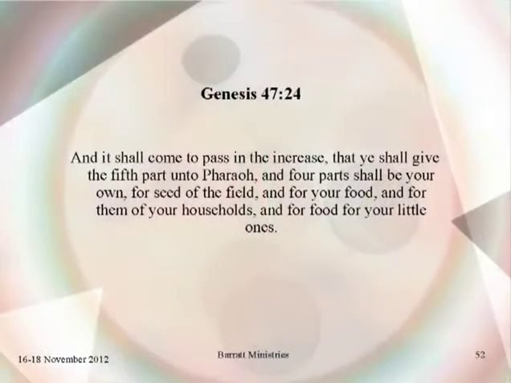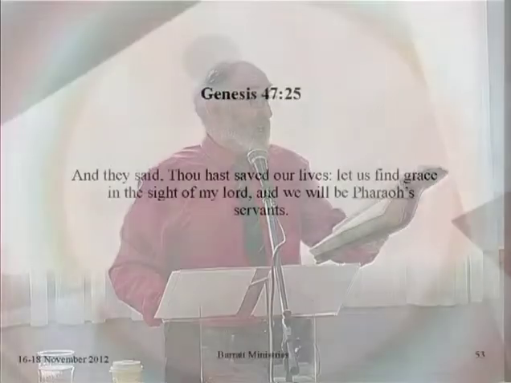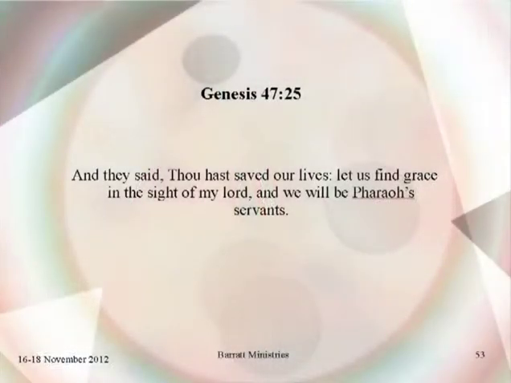And it shall come to pass in the increase, you shall give the fifth part, 20% to Pharaoh, and you can keep four parts for yourself. And you know what they said? Oh, thank you. Verse 25. You have saved our lives. Oh, deceived people. Christians will fall for it. They'll worship the Antichrist. If they vote for President Bush, they'll fall for Mr. Antichrist. If they said Tony Blair was a Christian and voted for him, and Christians did, they'll fall for him.